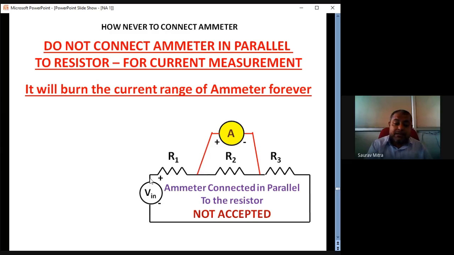So when some current is flowing through this circuit, some current means it is IN. Okay, and the internal resistance of the ammeter is 0 ohm. Now this current IN comes here. After that it can go through R2 or it can go through A. The whole current after R1 will go through A because the ammeter internal resistance is 0 ohm. And the law of electrical engineering says that current always flows to the least resistance path.